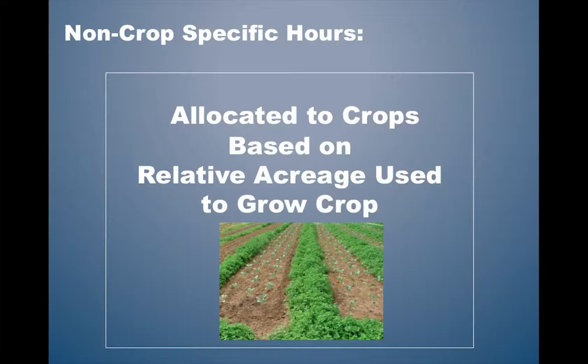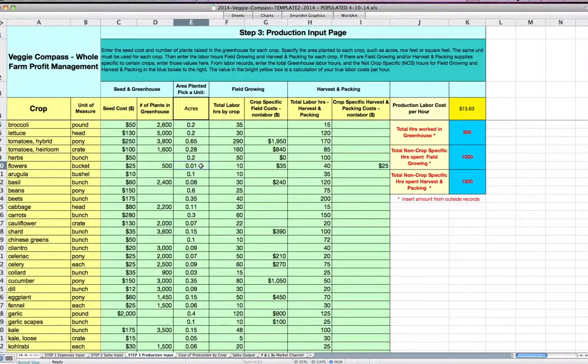These field growing and these harvest and pack hours that aren't assigned to a crop will later be allocated by Veggie Compass to each vegetable cost based on the relative acreage of the crops grown. This is an effort to force each crop to carry some of the weight of all that generic time spent getting things done on the farm. Obviously, the goal is to accurately assign as much labor expense to a crop as possible, but it's not possible to assign all hours to crops, so this handy calculation is part of the Veggie Compass system.